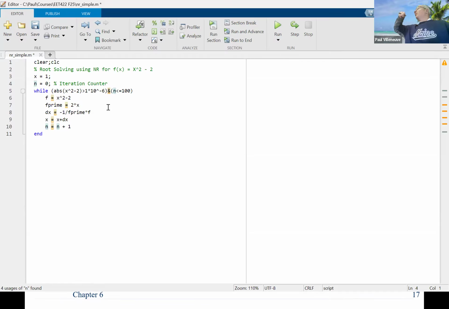The reason why I added that n is less than, or if n is greater than or equal to 100, or I should say it has to be less than or equal to 100, because you screw up with code all the time.